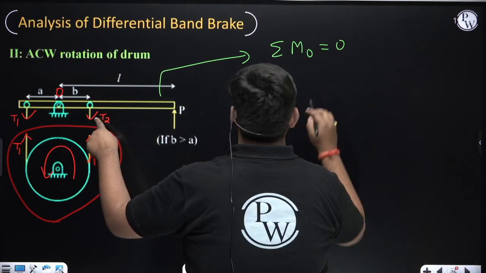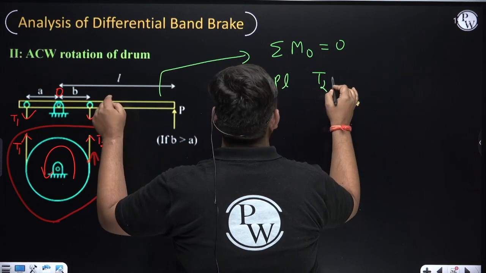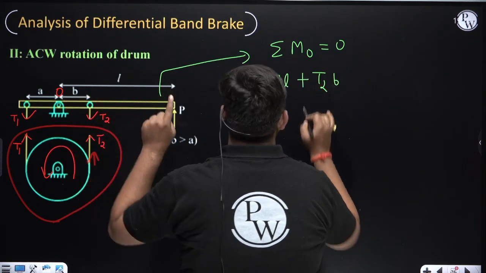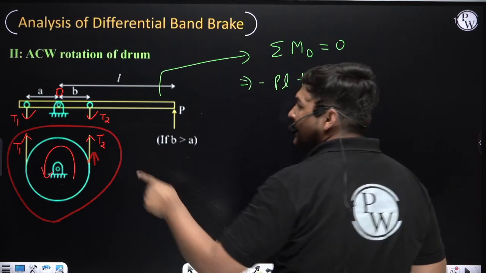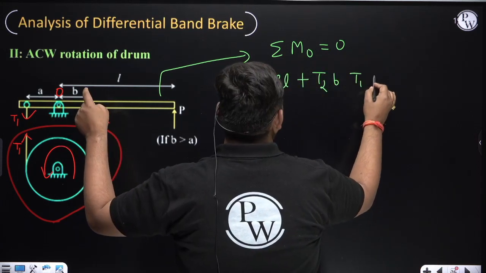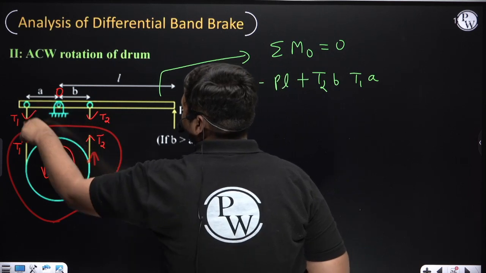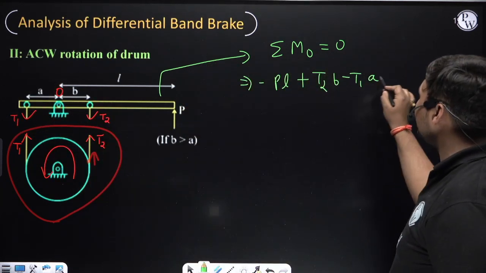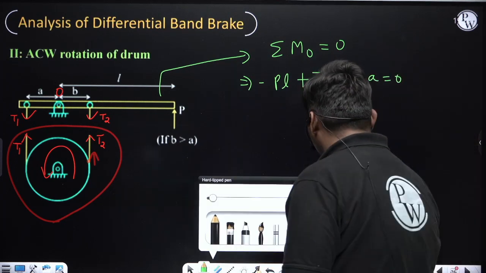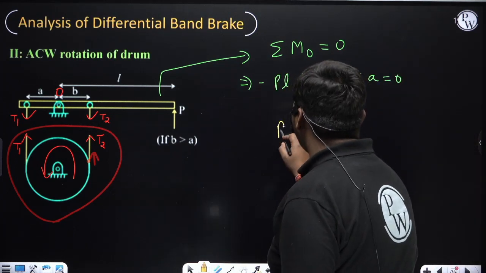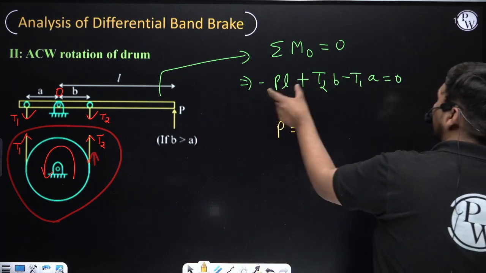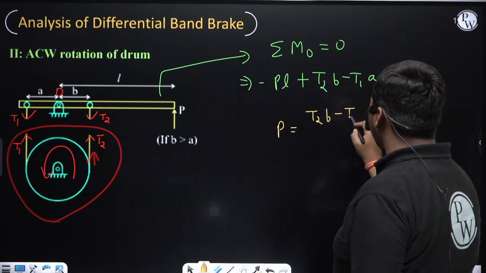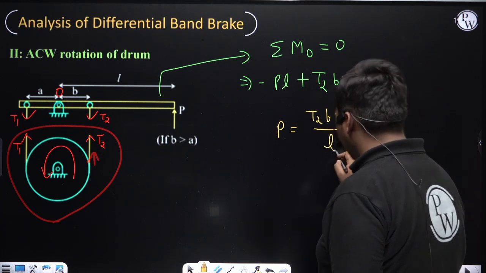Now moment of T2: its perpendicular distance from O is B. The direction of moment of T2 about O is clockwise, and I am taking clockwise direction as plus. Now it's T1, its perpendicular distance from point O is A, its moment about O is anti-clockwise, and I am taking anti-clockwise direction as minus, equal to 0. From this equation, if you find the relation for effort P, this is minus, it will come to this side, it will become plus. So it will come P equals T2B minus T1A divided by L.